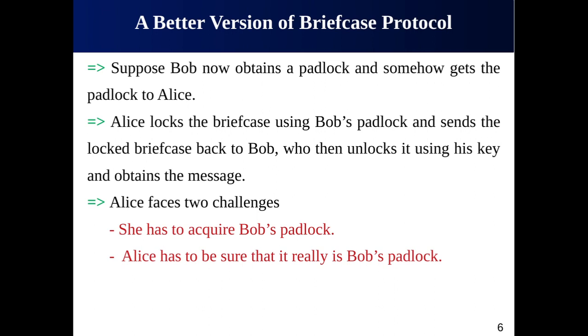Alice will now lock the briefcase using the Bob padlock and send the locked briefcase back to Bob, who then unlocks it using his key and obtains the message. Now Alice will face two challenges.